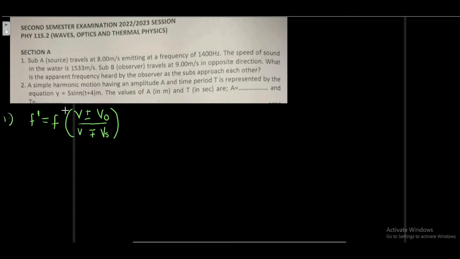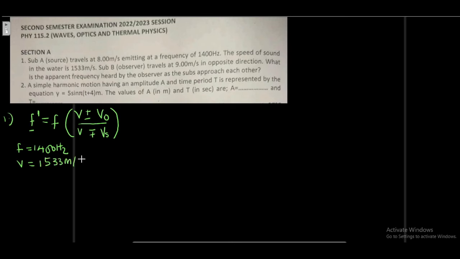This is question one. Now we're asked to calculate the apparent frequency. We're looking for this. Did they give us the actual frequency? The question says sub A travels at this, emitting a frequency of this. So this is the actual frequency, 1400 hertz. The speed of sound in the water, they gave us the speed of sound V.